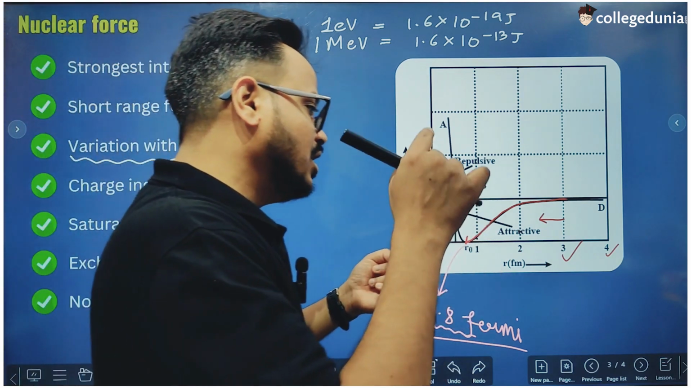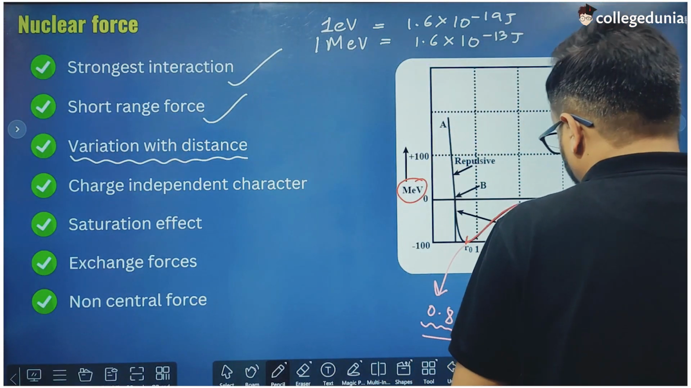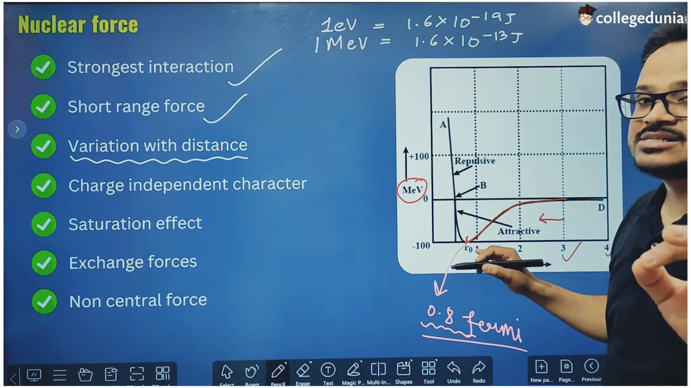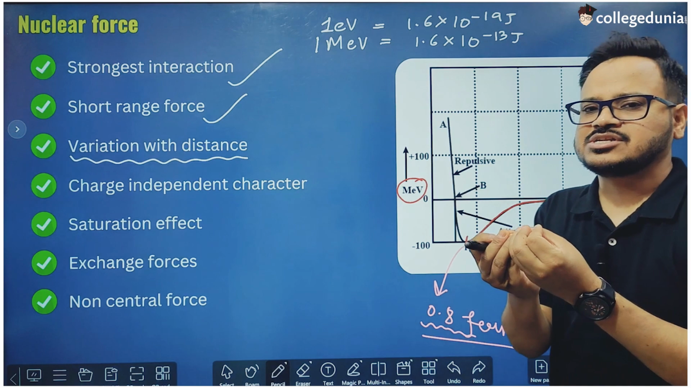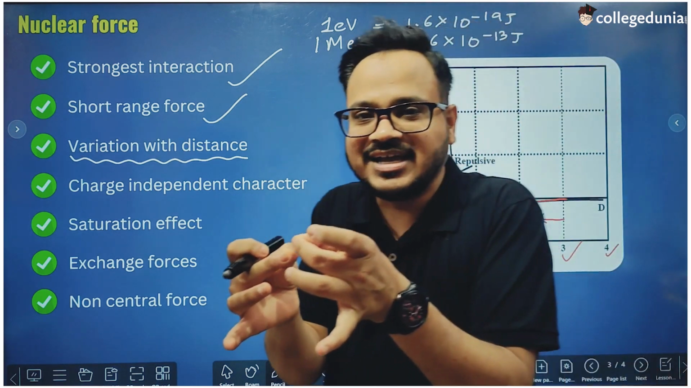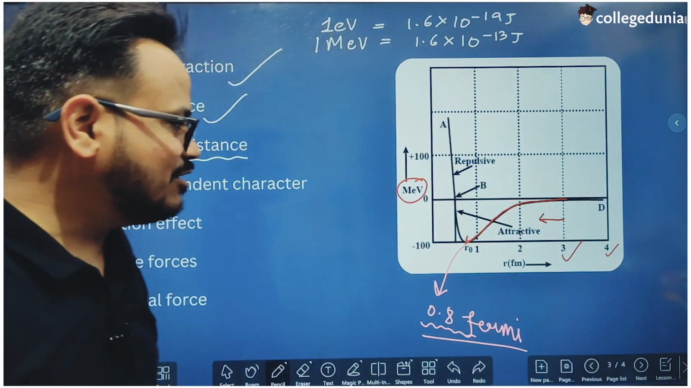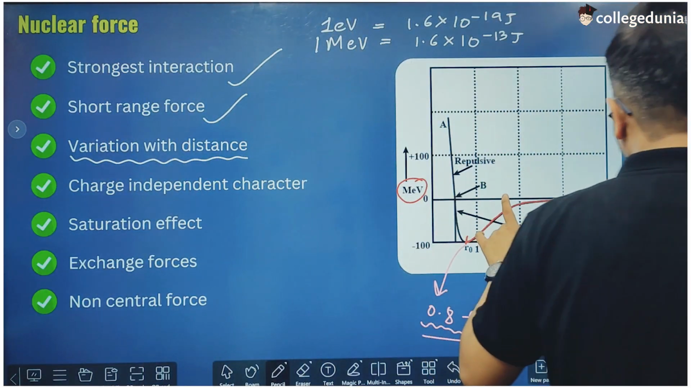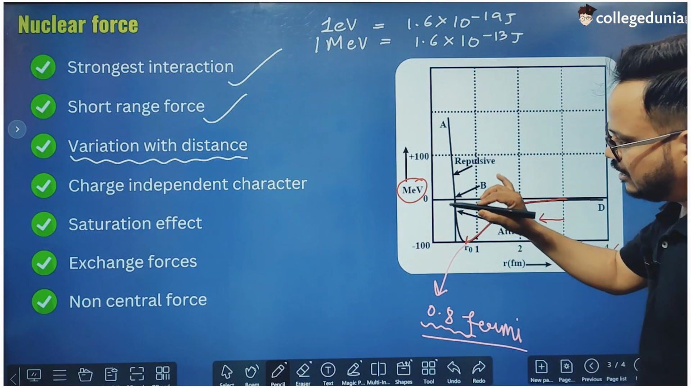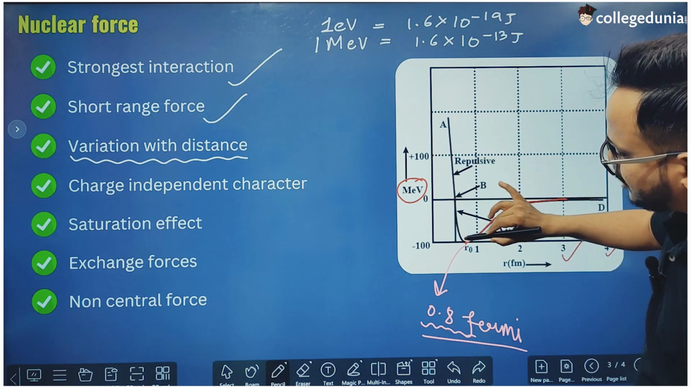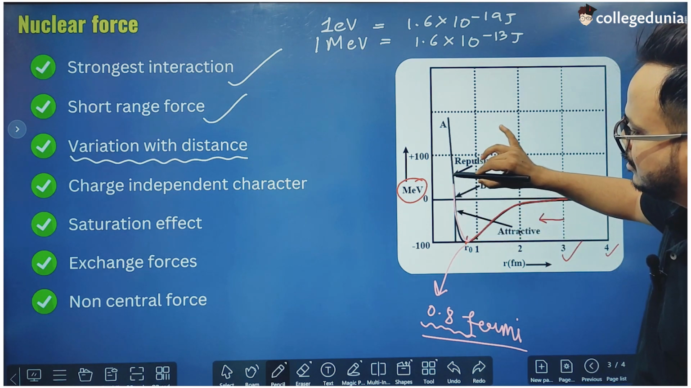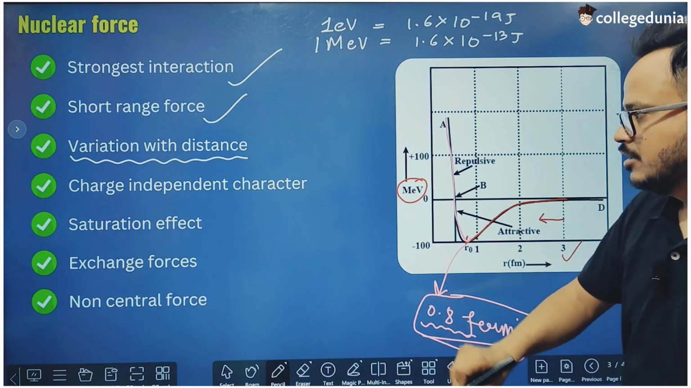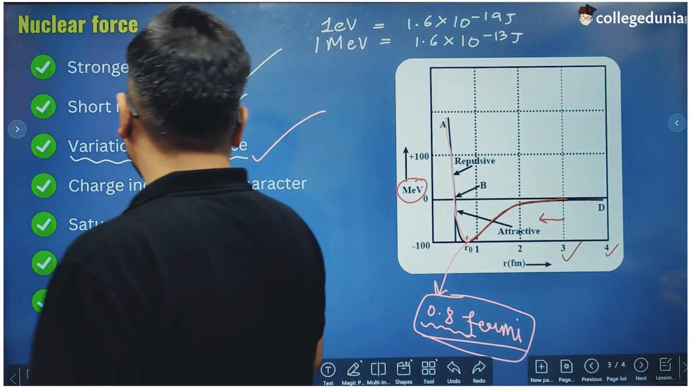So if you still try to decrease the distance further, then the nuclear force becomes repulsive. Obviously there must be some distance between the particles, they are not going to enter into each other, right? So if you still try to decrease the distance, then the nuclear force becomes repulsive and the potential energy of the system starts increasing rapidly, right? So this distance is the distance of most stability, right? So this is the variation with distance.